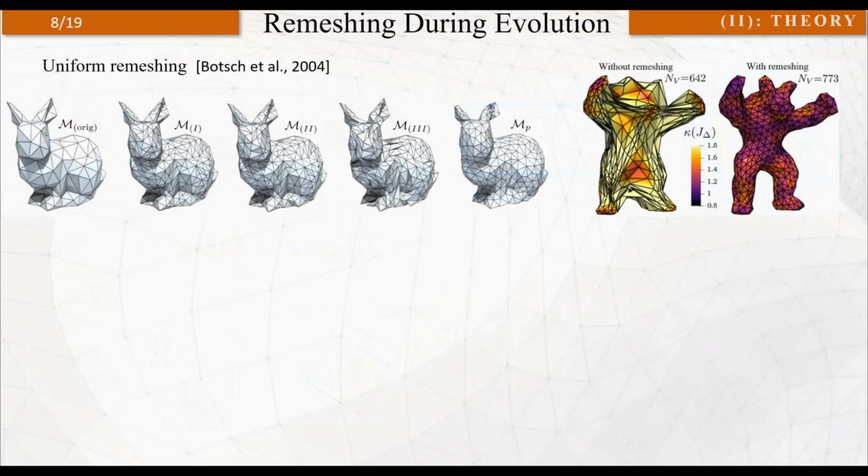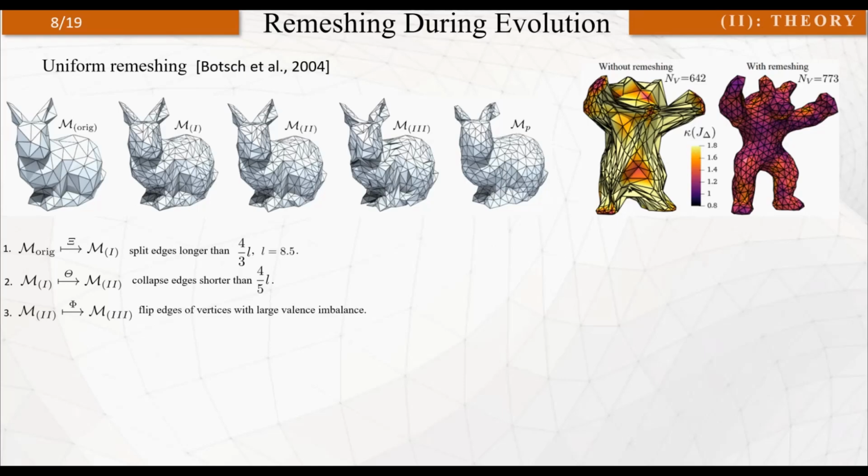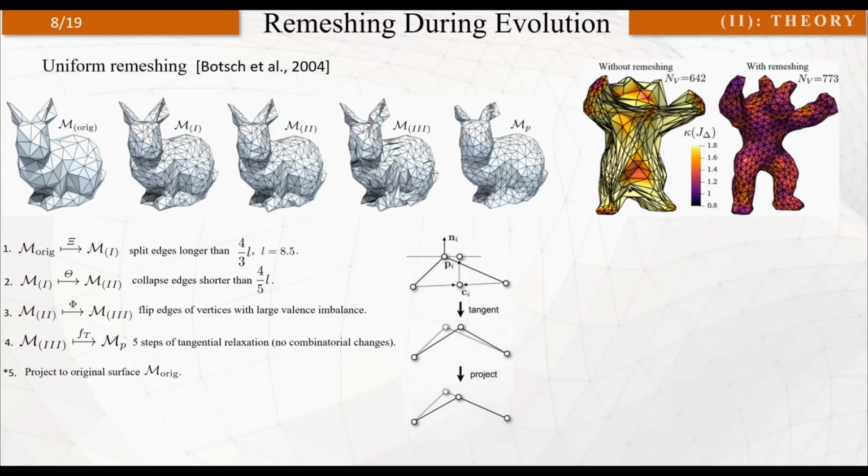To ensure stability as well as triangle quality, we use a remeshing algorithm, which relies on a number of steps, starting with splitting edges longer than the given multiple of the target sizing, collapsing edges shorter than the multiple of sizing, edge flipping to equalize valence imbalance, and tangential relaxation without any combinatorial changes. Finally, this process can be finalized by reprojection to the original surface.